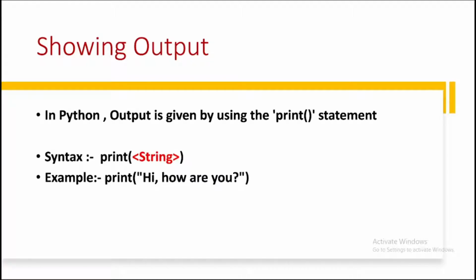To show an output in Python, you have to use the print statement. The syntax of the print statement is print. In the brackets, you have to put the argument as a string. An example would be print, open quotes, hi, how are you, and close quotes. We are going to learn why we are using the quotes in the later classes.